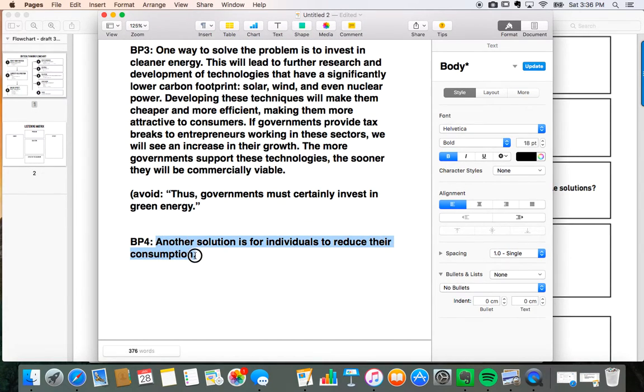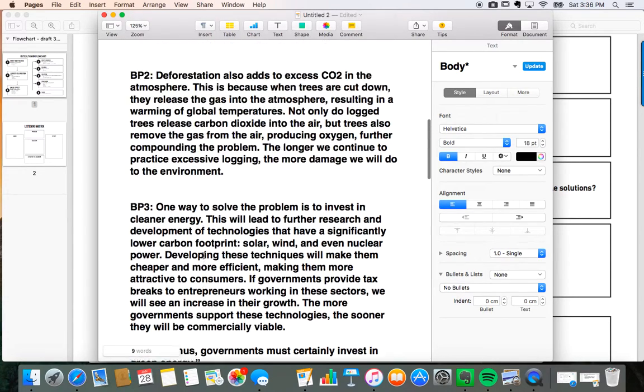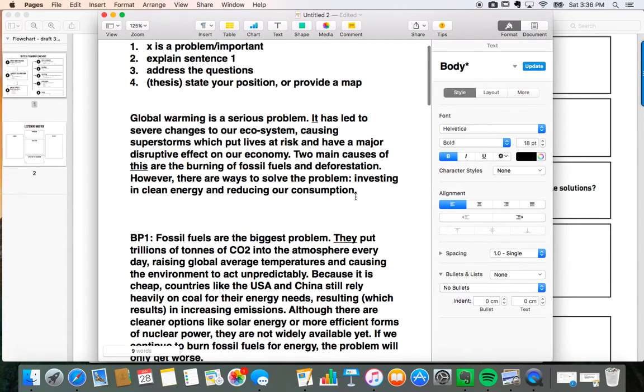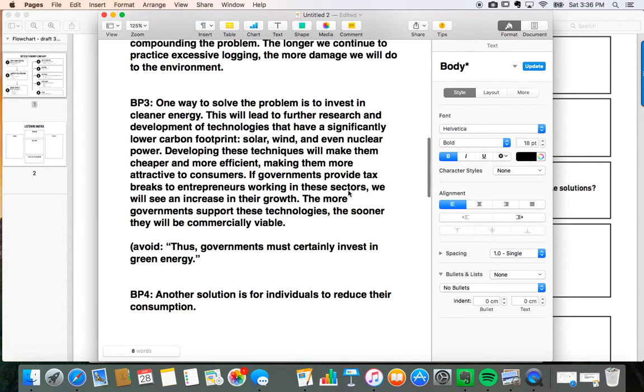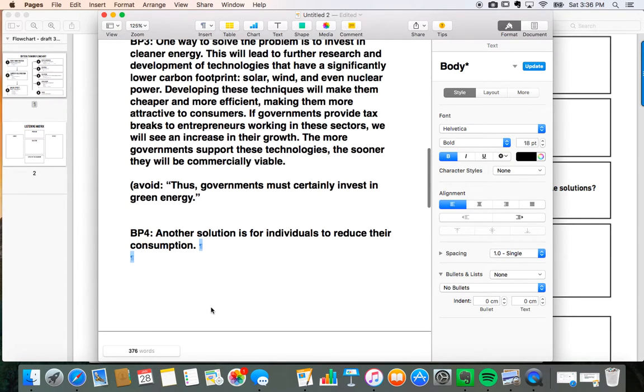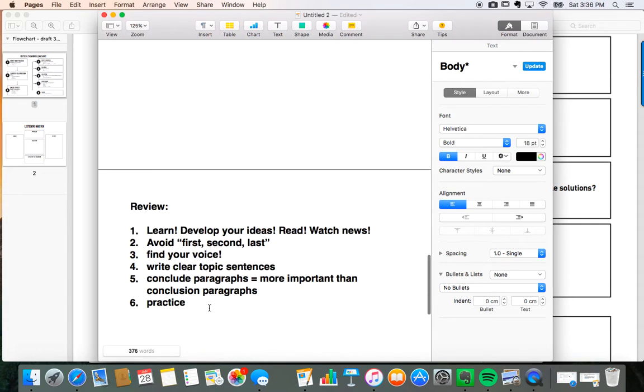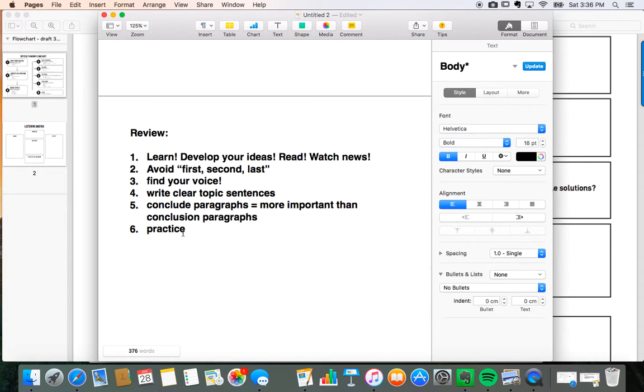All right, another solution is for individuals to reduce their consumption. Again, short and simple, reduce consumption. Now, it is a little bit repetitive considering what I said up here, but again, we're focusing more here on clarity, and everything after that is where you're really extending the idea. Anyway, just to review again, remember, you can't write an essay or give a good answer in your speaking test if you don't have carefully thought out ideas. So the more ideas you have, the easier these tests will be.